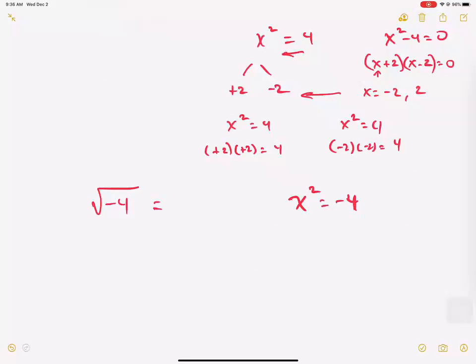Well, you might say, Mr. Go, 2 works. Well, yeah, 2 does work when it comes to 2 times 2 is 4. But to get a negative sign, one would have to be positive and one would have to be negative. But that means that 2 is not the same as negative 2. They are not the same x. And that means it's not possible. So when we take the square root of negative 4, we say this is a not real answer.